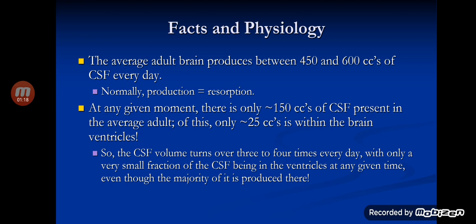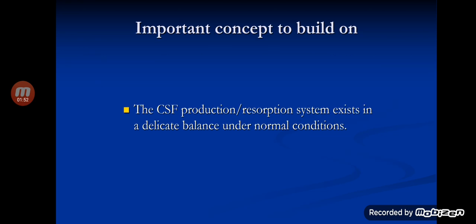The average adult brain produces about 450 cc up to 600 cc of CSF every day. But normally the production should equal the absorption. At any given moment, there is only 150 cc of CSF distributed within the brain. Of this, only 25 cc is within the brain ventricles. So the CSF volume turns over 3 to 4 times every day, with only a very small fraction of the CSF being in the ventricles at any given time, even though the majority of it is produced there. The CSF production and resorption system exists in a delicate balance under normal conditions.